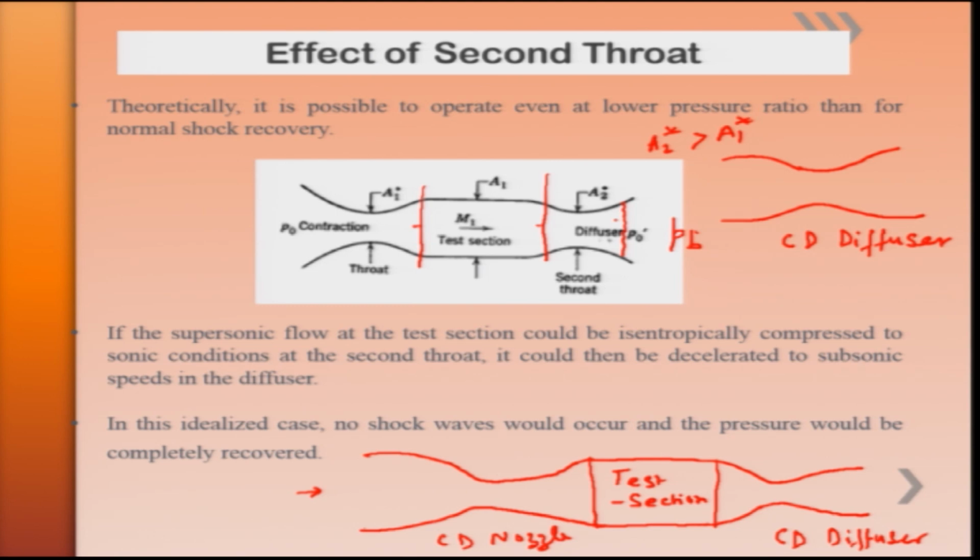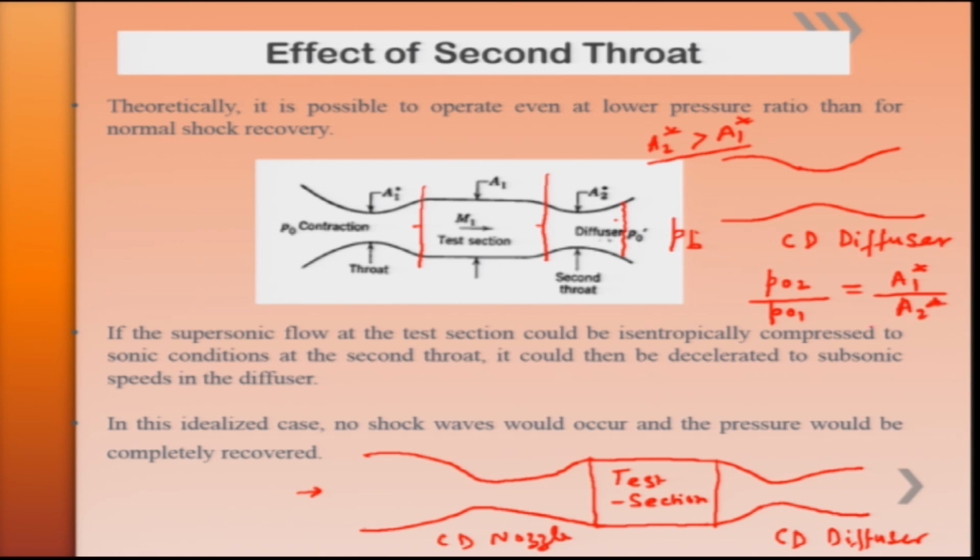Why is it so? Because if you really want to move the shock somewhere here, then to have this shock swallowing, that is, to swallow the shock, which is also termed the shock swallowing phenomenon, from the upstream side to the downstream side, A2 star must be larger than A1 star. This is also the case, that is, PO2 by PO1 is equal to A1 star divided by A2 star.